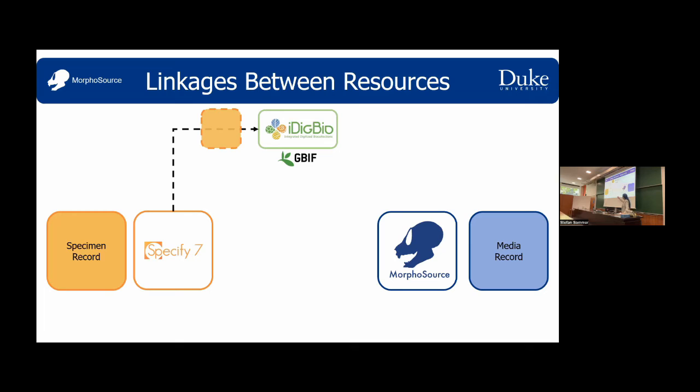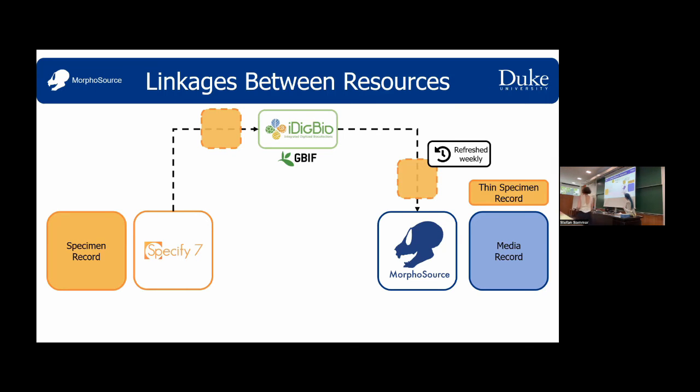But if Specify is aggregating their specimen records in GBIF or iDigBio, MorphoSource currently pulls those down. So if someone then uploads media representing that specimen, when they upload this, they can actually search iDigBio for the specimen record, and they can say, oh, that's my specimen, and then they don't have to enter any more information, because we know it. We already have it from the aggregator, which means we can keep it updated, we can keep it linked.